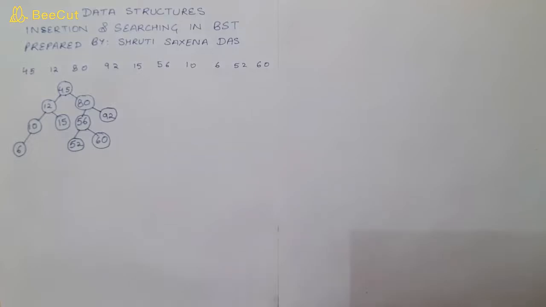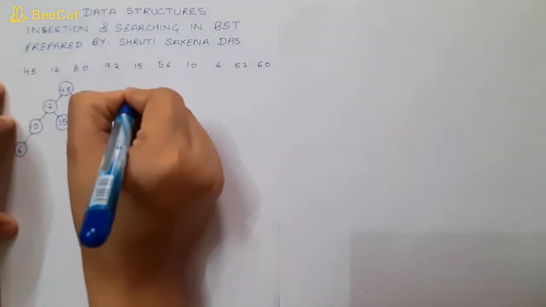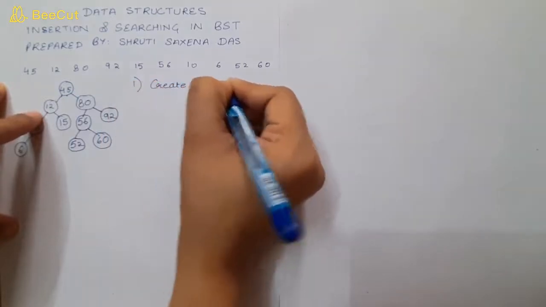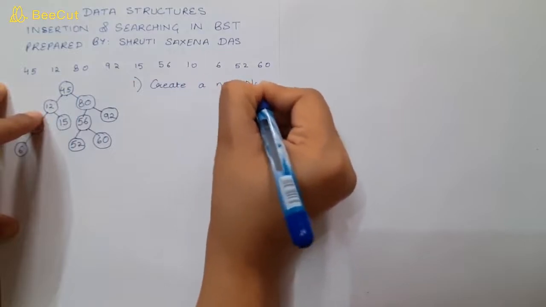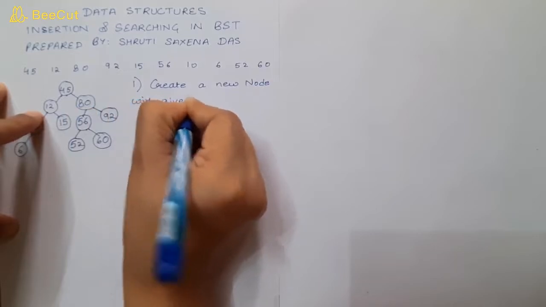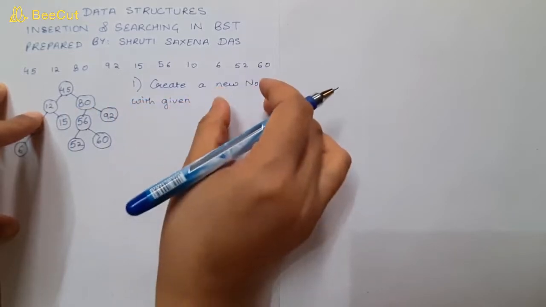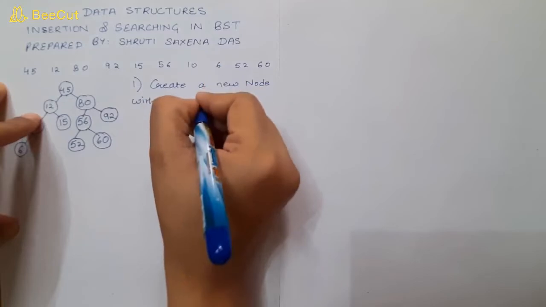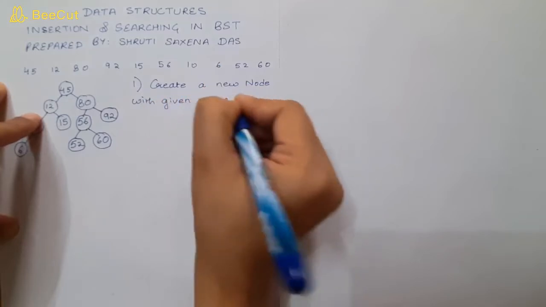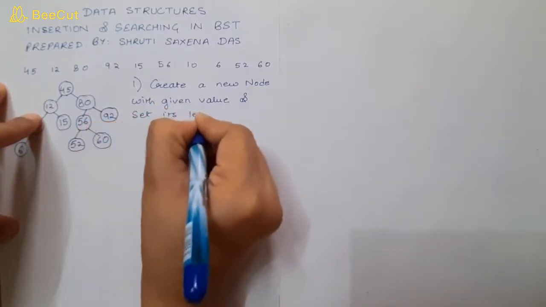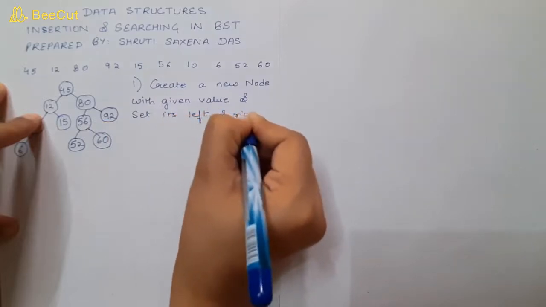So what are the basic steps used in this algorithm? The first step says: create a new node with the given value. Suppose you want to insert a new value, so you need to create a new node using the malloc function, insert the value in the value field, and set its left and right to null.